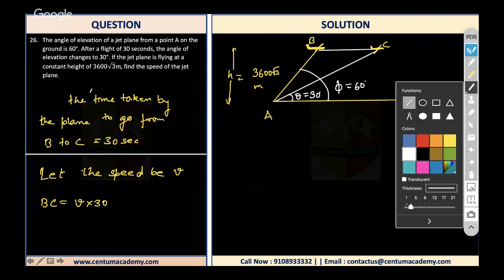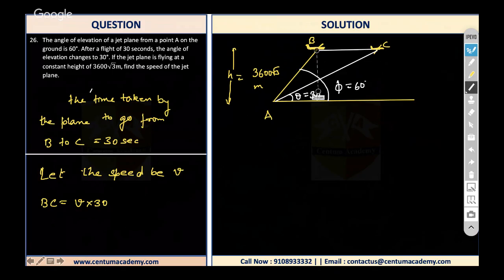So let me drop perpendiculars. If you drop a perpendicular from here to here and from here to here, and now let these points be D and E. So again, I know phi, tan phi.